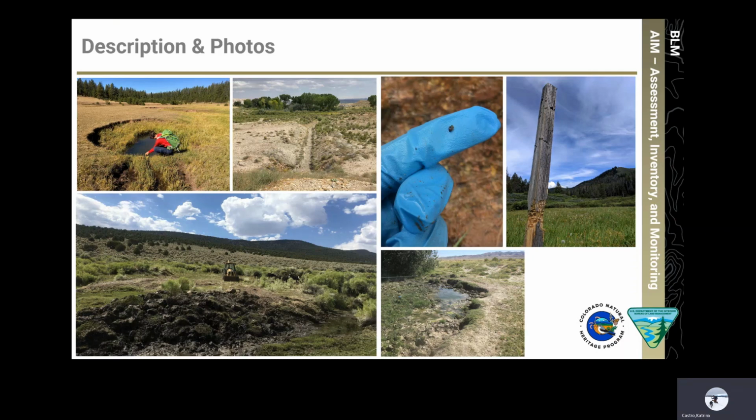Starting from the top left and moving right, we see a head cut and resulting plunge pool along a small montane stream, a dry canal, likely has diverted water in the past, a spring snail, which is a species of interest in many field offices, evidence of recent beaver activity, and on the bottom row, an excavator and recent dredge pile, and a head cut erosional feature in an area of diffuse groundwater.